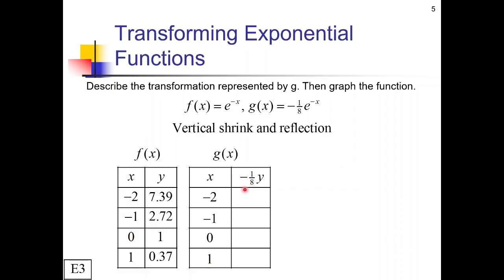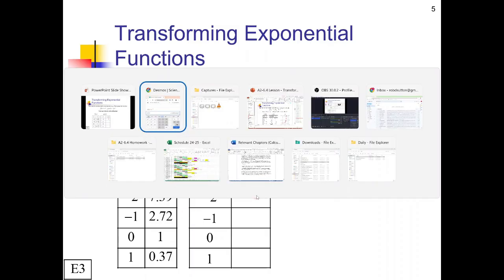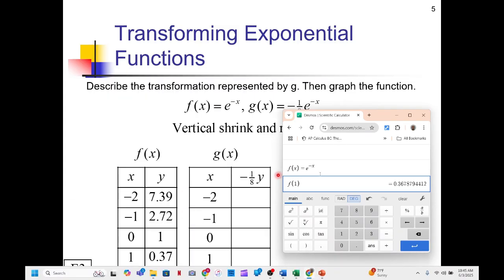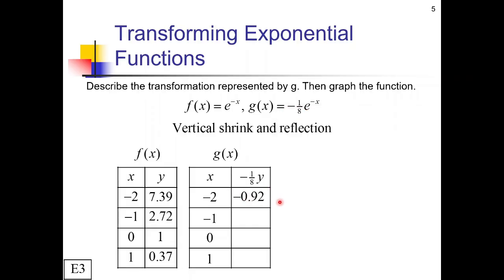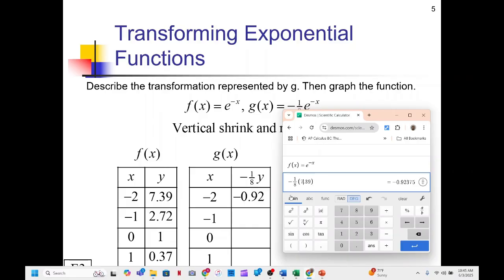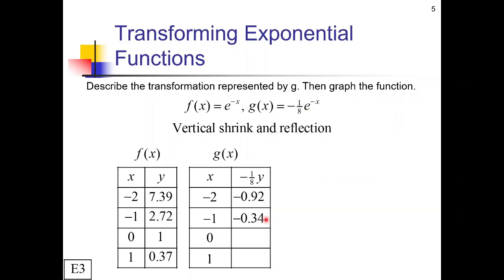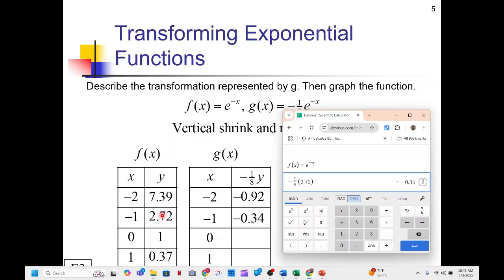For the y values, I have negative 1/8 times all of these things. So let me go ahead and just do that on the calculator. So let's see here, negative 1/8 times, and now we'll do 7.39. That comes out to 0.92. And then let's put 2.72 in there. Just a lot of calculator work on this one, but sometimes that's the way it is. So negative 3.4 exactly, although I did round off that original.